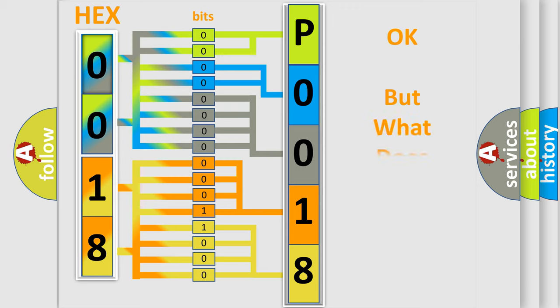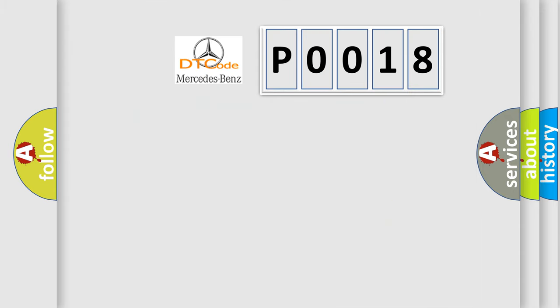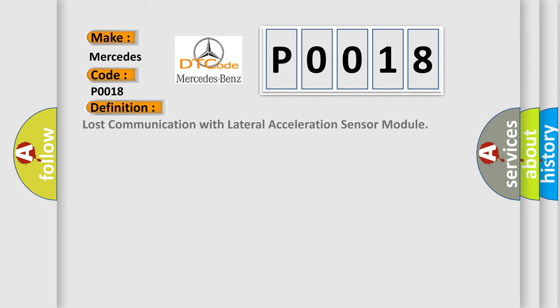The number itself does not make sense to us if we cannot assign information to what it actually expresses. So, what does the Diagnostic Trouble Code P0018 specifically interpret for Mercedes vehicles? The basic definition is lost communication with the lateral acceleration sensor module. And now this is a short description of this DTC code.